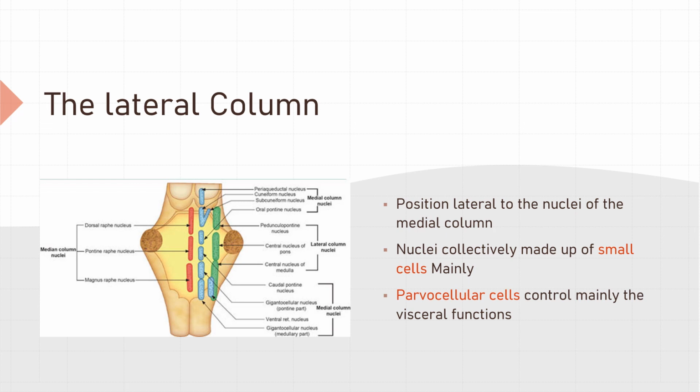The lateral column lies lateral to the nuclei of the medial column. The nuclei are collectively made up of small cells. Those are called parvocellular nuclei, and these control mainly the visceral functions.